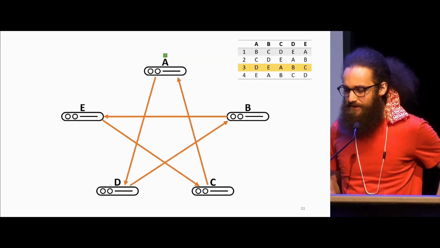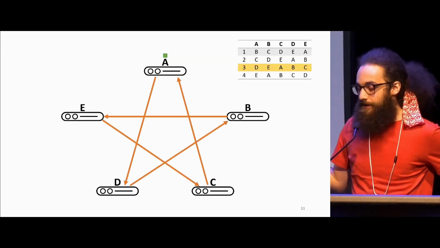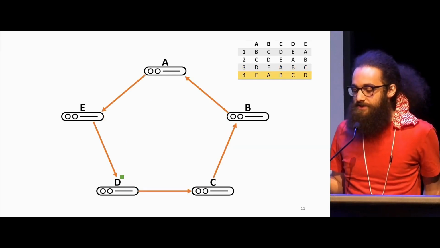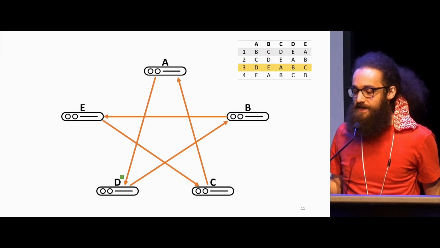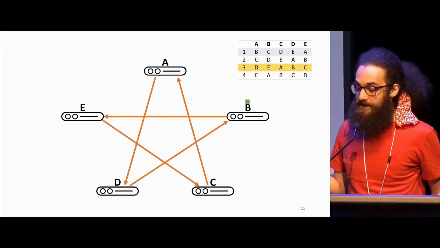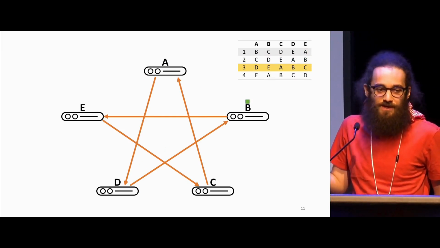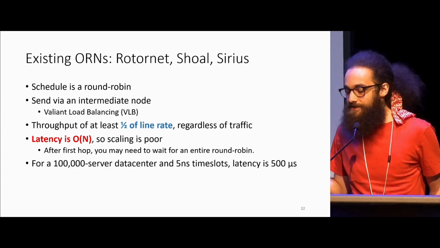Looking at this cell that we sent via node D, it has to wait an entire iteration of the schedule before it's able to forward to node B. That's fine if you only have 5 nodes, but if you have a data center with hundreds of thousands of nodes, this is not very good.